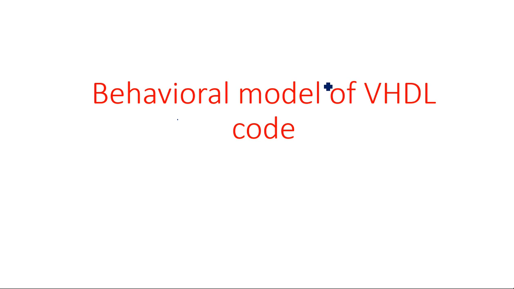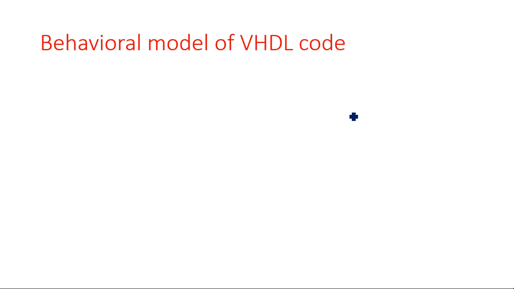Hi everyone. In this video, I am going to explain the behavioral model of a VHDL code. In VHDL, as I said in the previous video, there are three different styles of programming available. First one is behavioral model, second is data flow, and third one is structural. Behavioral model is most commonly used and it is very easy to understand just by seeing the program.